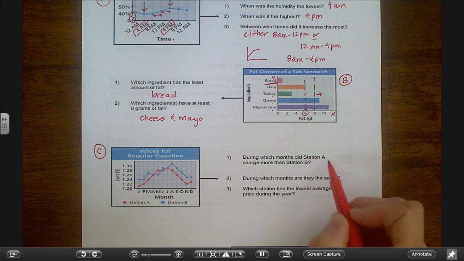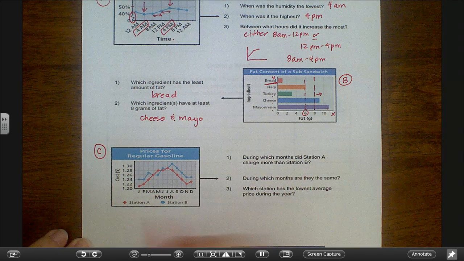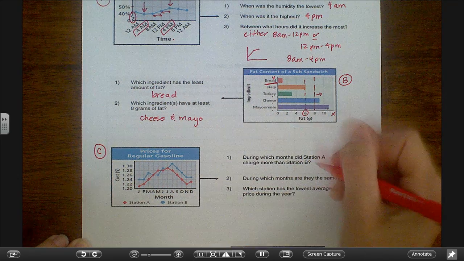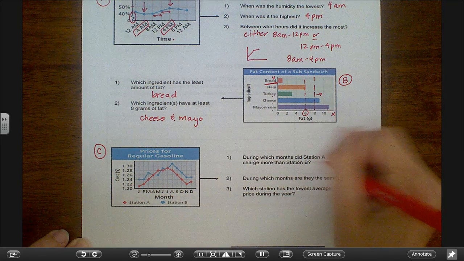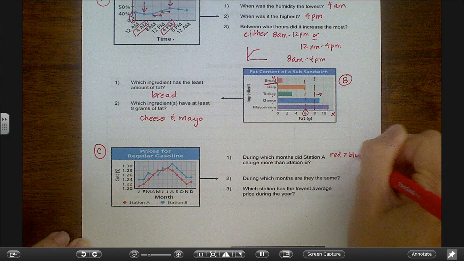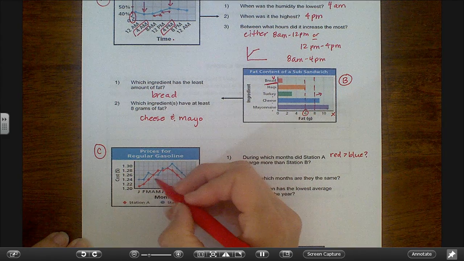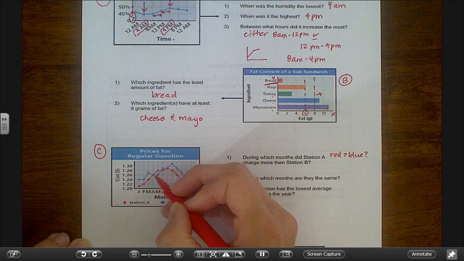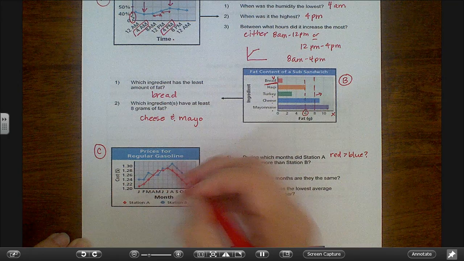All right, graph C. During which months did station A charge more than station B? Well, you have to look at the key here. Station A is red. Station B is blue. So we're looking for where red is higher than blue. Red is the same as blue here. It is higher than blue really only at this point right here.